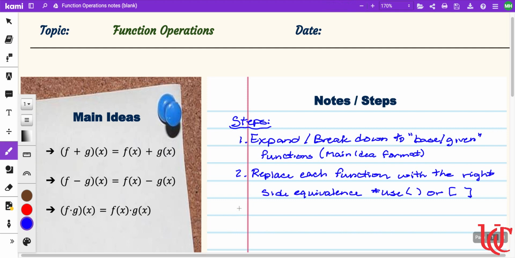And then the last thing that you're going to do, and the last step could be quite a few steps, is you're going to simplify using the order of operations. And just remember, it's the order of operations.